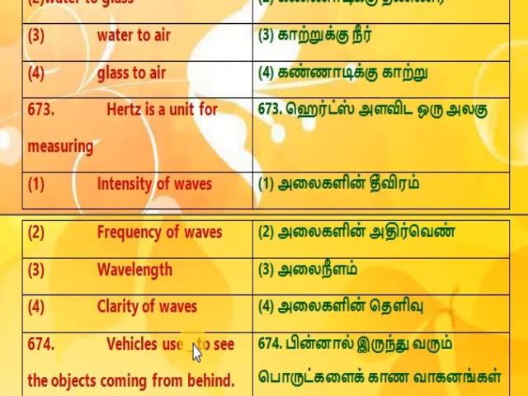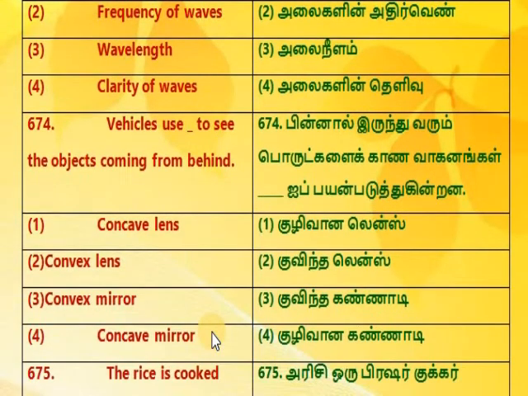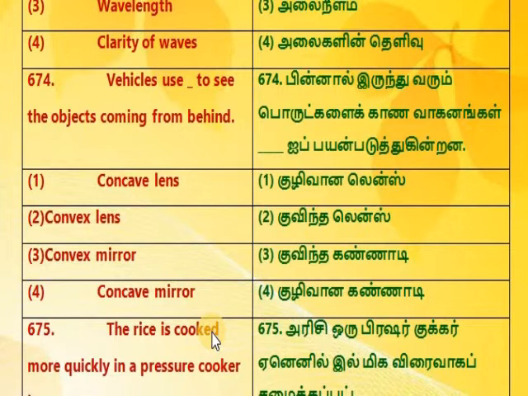673. Hertz is a unit for measuring: 1. Intensity of waves, 2. Frequency of waves, 3. Wavelength, 4. Clarity of waves. 674. Vehicles use ___ to see the objects coming from behind. 1. Concave lens, 2. Convex lens, 3. Convex mirror, 4. Concave mirror.